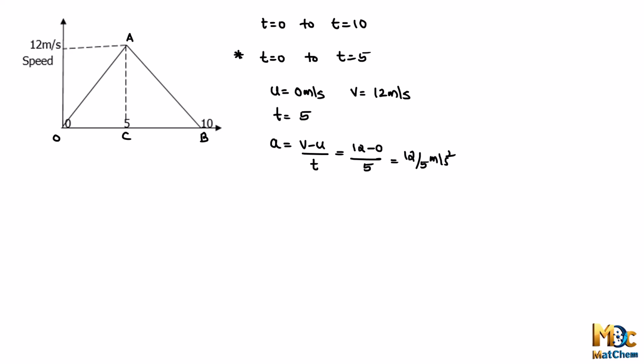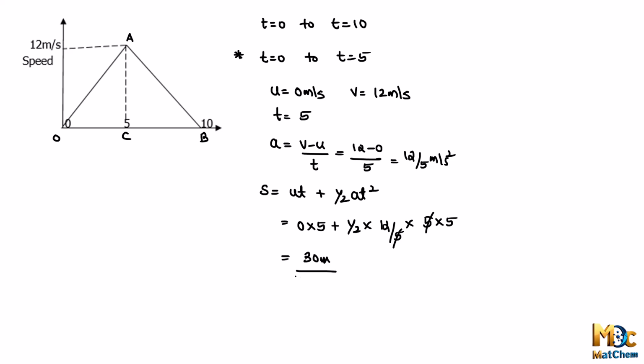Now, since it is a uniformly accelerated body, you can calculate the displacement or distance covered, s equal to ut plus half at squared. That is, u is 0 into 5 plus half into acceleration 12 by 5 into time squared, 5 into 5. The 5 and 5 get cancelled out. Remaining, we have 12 into 5 is 60 divided by 2, which equals 30 meter.